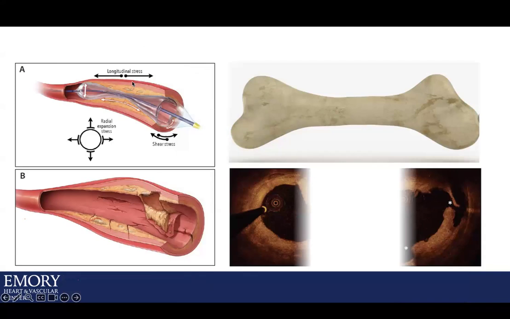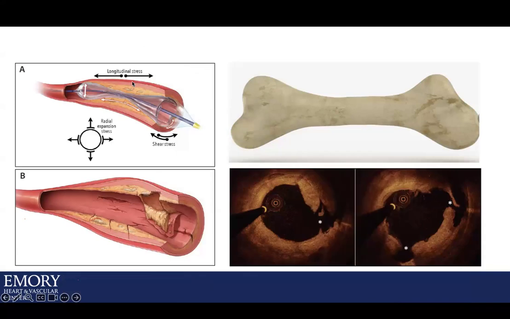And so the problem we face when we use balloon angioplasty is dissections. Another problem we face is something called dog boning. This is bones that dogs use to play with or eat. And so that's what we call dog boning.